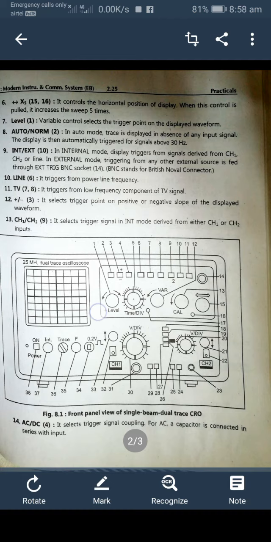AC/DC/GND: this switch selects input coupling or grounds the amplifier input, while the input signal is open circuited. Input BNC: input terminals to channel number 1, channel number 2, X, Y input.